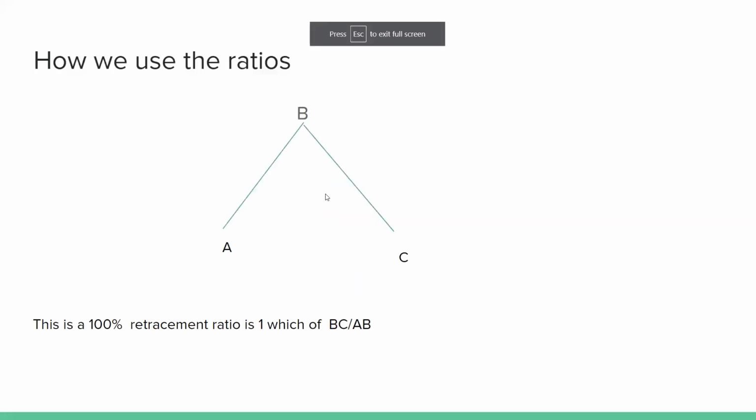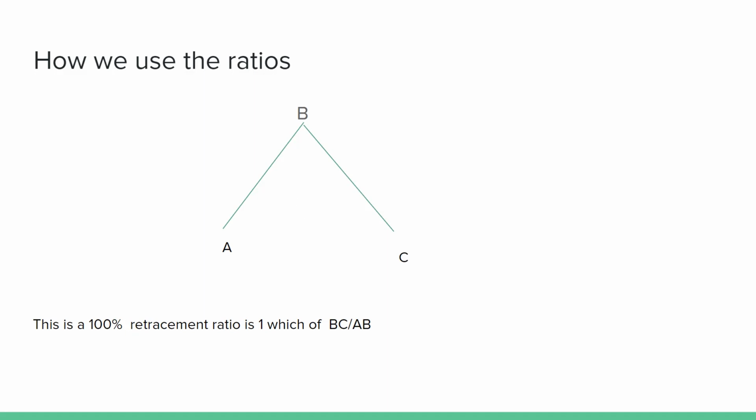So let's go on. So now, how do you use these ratios? Now, look at this. Point A to point B, point B to point C. This is 100% retracement ratio. This is equal to 1. And how do you get that? Just divide this by this. You're going to get the ratio. BC divided by AB. That's the retracement.